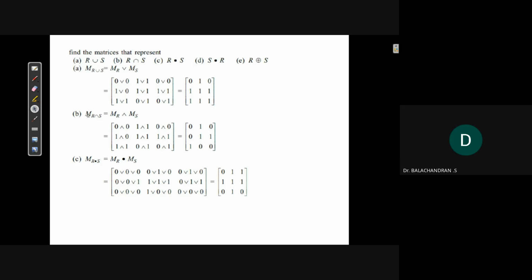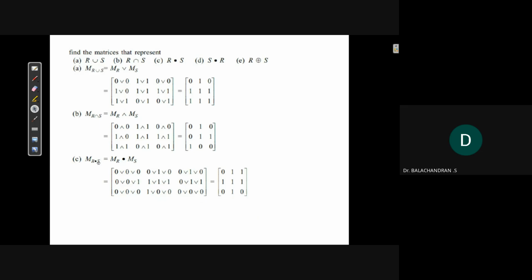Then M R intersection S is MR meet MS. This was join; for intersection you put meet MS. So instead of join, just put meet. 0 and 0 is 0, 1 and 1 is 1, 0 and 0 is 0, 1 and 0 is also 0, 1 and 1 is 1. Similarly, you can write the remaining elements.